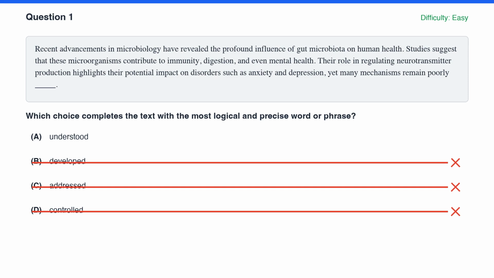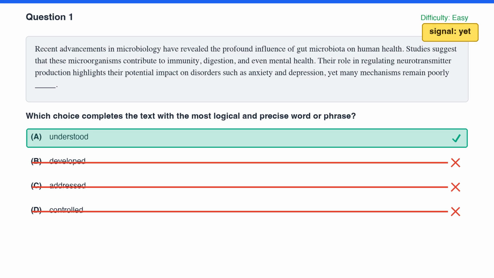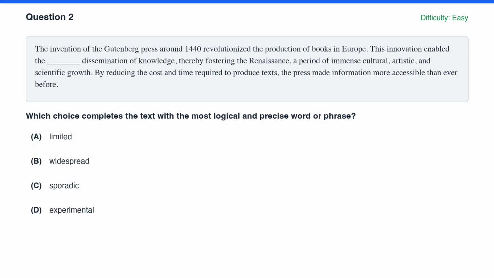Choice understood, exact match to my prediction. Answer A. The signal word yet did all the work. Once you see it, the prediction is automatic. Now another easy one, but watch the trap.